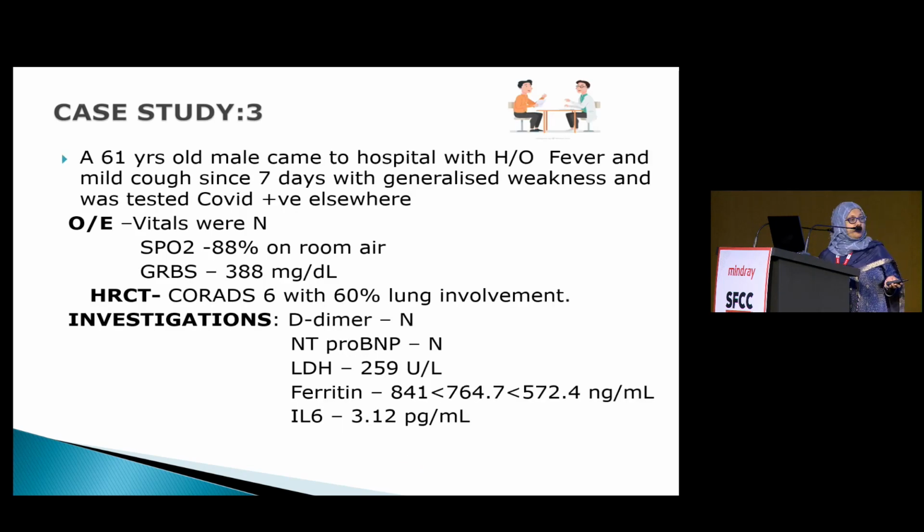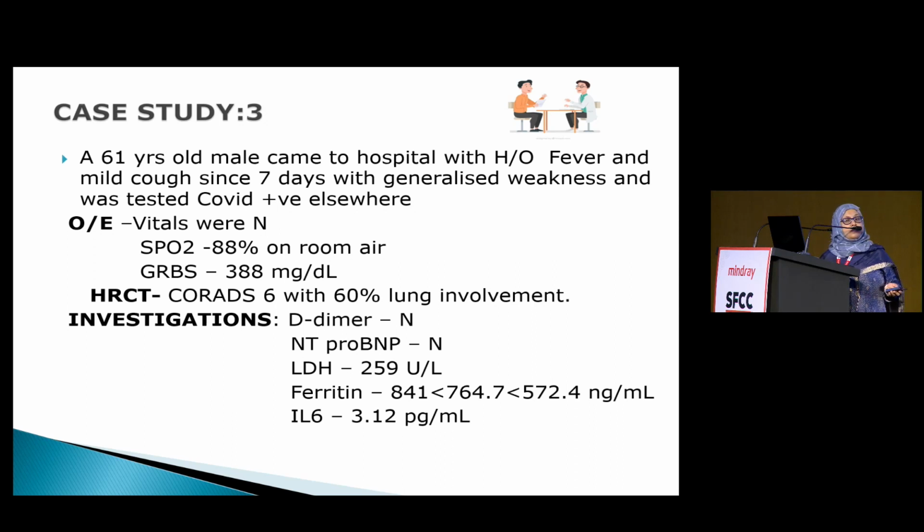In this scenario also, it was the same. On the day of admission, ferritin was high, and then by the 5th day, it reduced to 572. We did IL-6 also, and it was normal on the day of admission. D-dimer, NT-proBNP, LDH were all normal.